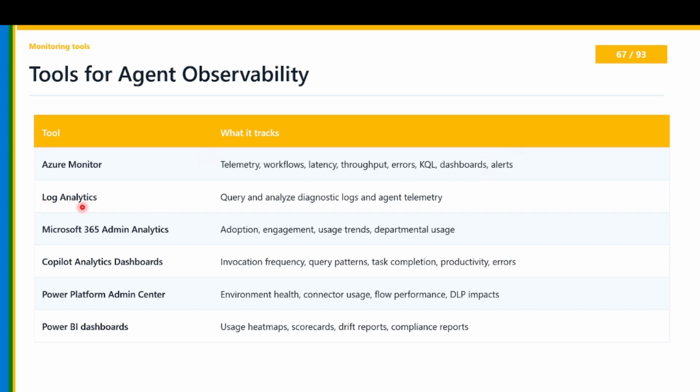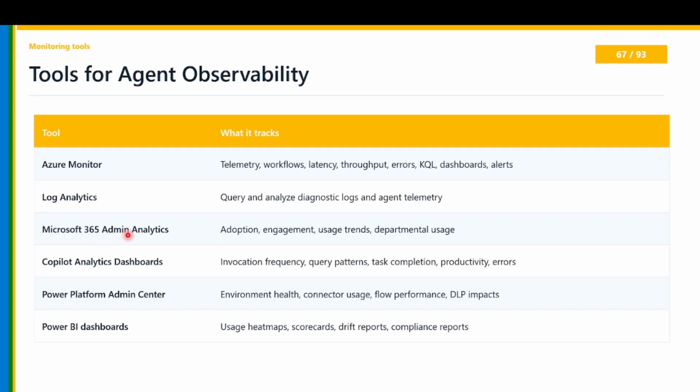Then another tool is Log Analytics. Log Analytics is used for analyzing textual telemetry that you have collected using Azure Monitor. The language Log Analytics uses is called KQL, which is Kusto Query Language. It's a real-time analytic query language used for analyzing logs collected from your application. So in Log Analytics, you can query and analyze diagnostic logs and agent telemetry using KQL.